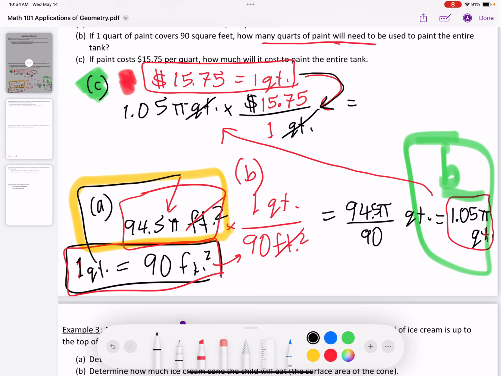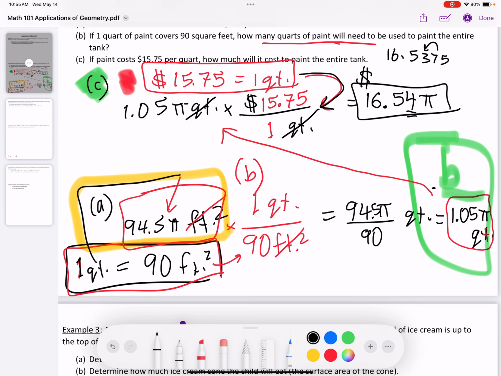So really I'm multiplying the two numbers, 1.05 pi multiplied by 15.75, the dollar amount. And I get something that has a decimal that goes on and on. I'm just going to round it. They didn't tell us where to round, but I think if you round to the nearest hundredth, which is the second decimal place, that's probably good. So on my calculator I get something like 16.5375, but that 7 would round the 3 up to a 4. So I'm going to leave it like that, plus the pi, and that's in dollars, I believe, right? Yeah, because the quarts canceled and dollars is the only unit left.